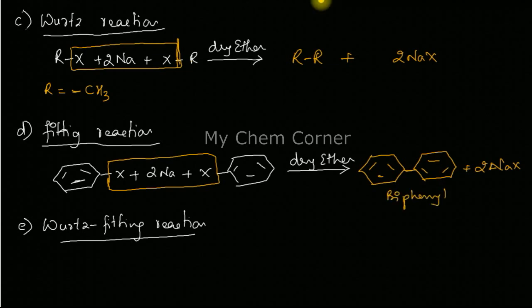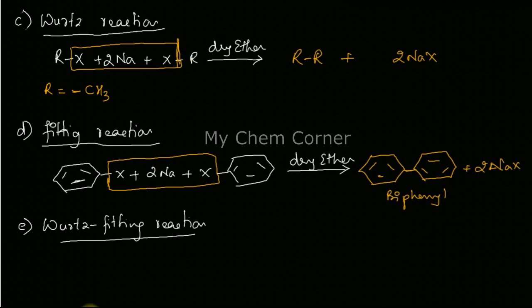This itself is a self-explanatory example of the Fittig reaction. There is not really another example to it. The only variation you can show is that the halogen can be changed to a chlorine or bromine atom. So the Fittig reaction is where both the R groups are benzene rings.